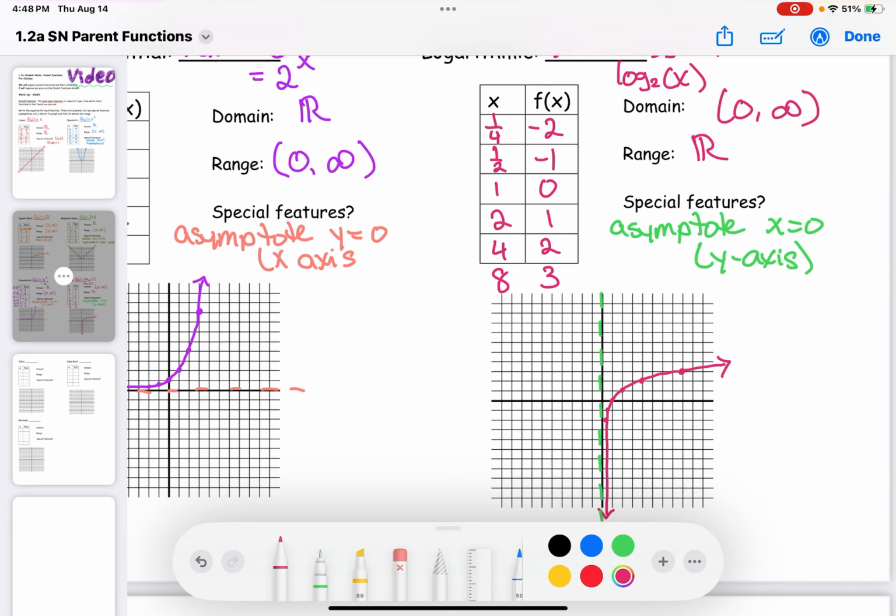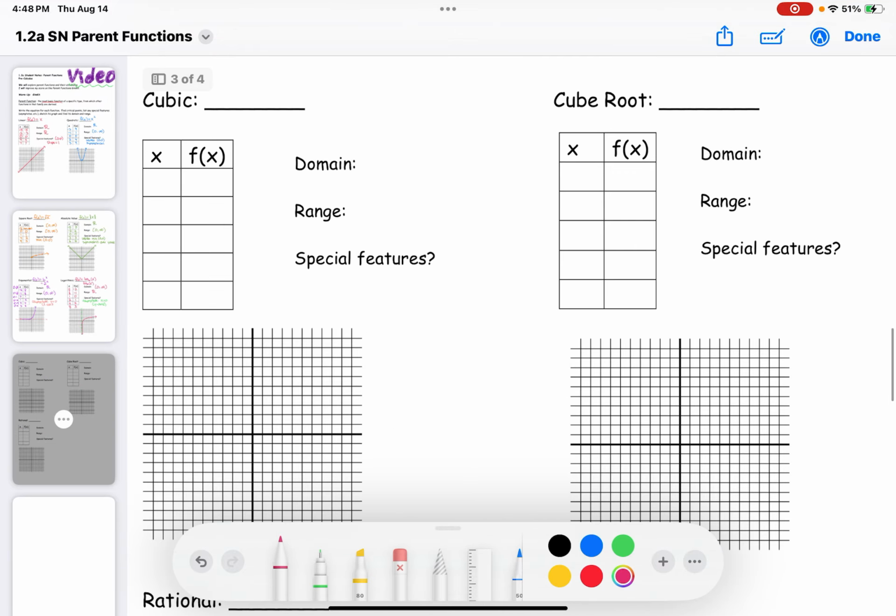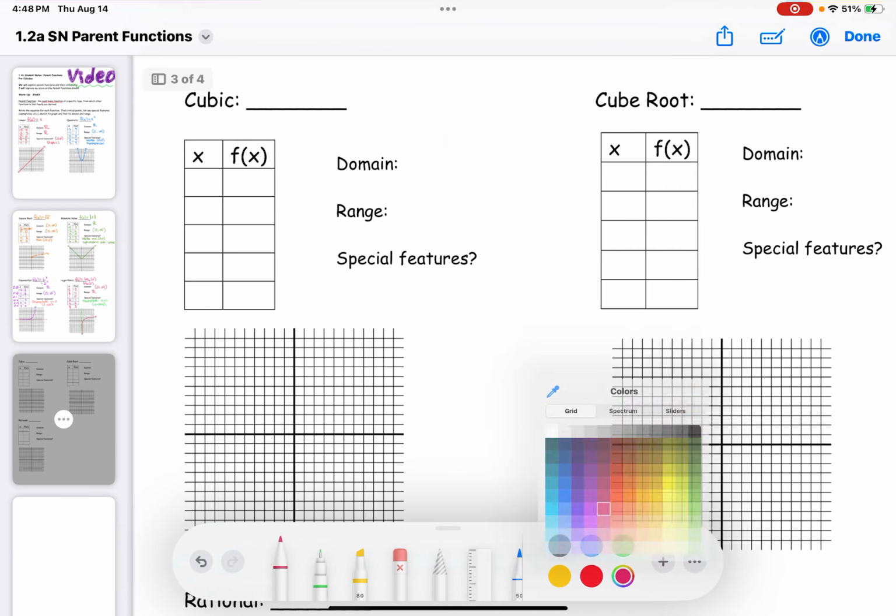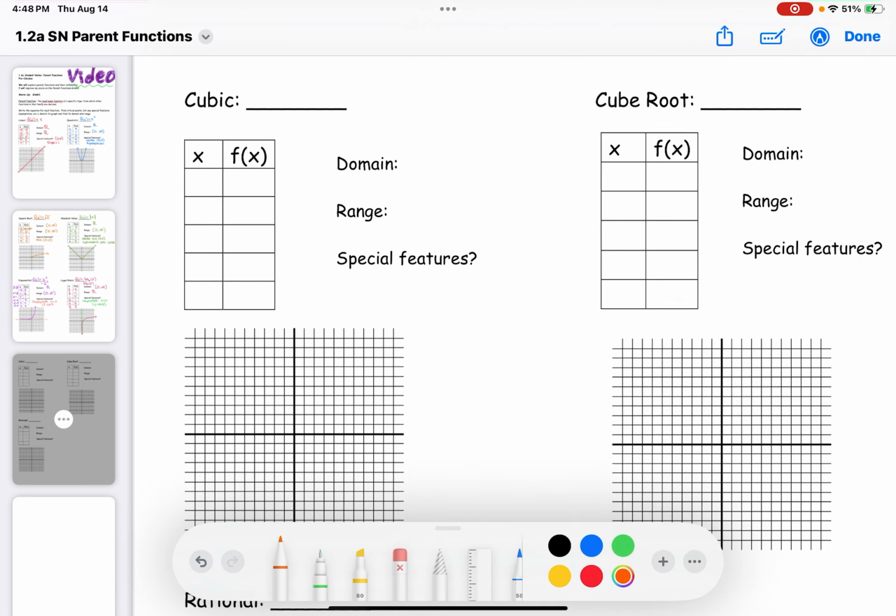We'll deal more with the absolute value, exponential, and logarithmic functions in future units. For now, just recognize the basic shape of those types of functions. Okay. Cubic function. A cubic function is f of x equaling x to the power of 3.